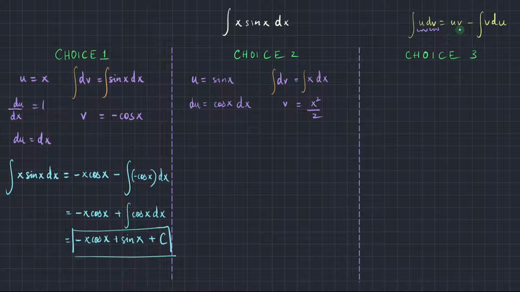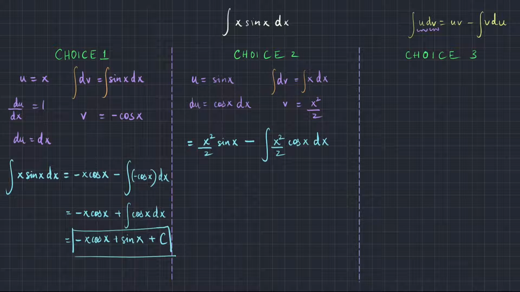Integral of u dv is uv minus integral v du, and so the integral of x sine x becomes u times v, which is x squared over 2 times sine x, minus the integral of v times du, which is x squared over 2 times cosine x dx. Now you might notice that the second integral over here is actually more complicated than the first integral. So the second choice of u and dv is failing us. We've not really used integration by parts to simplify the problem, rather we have made it more complicated.